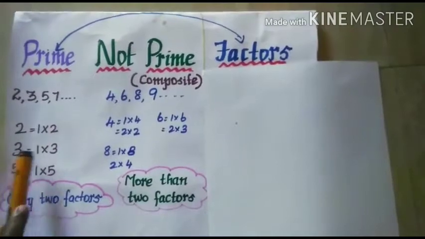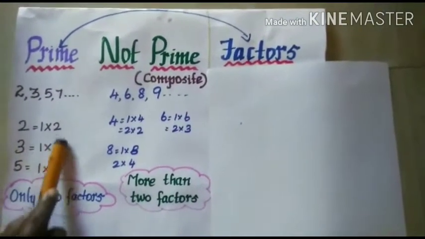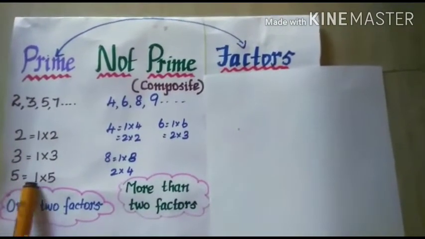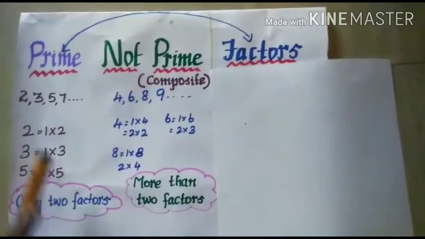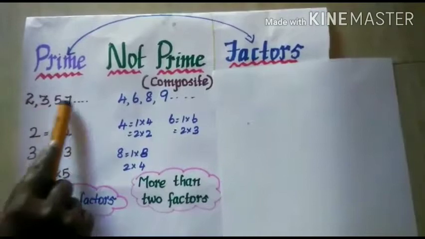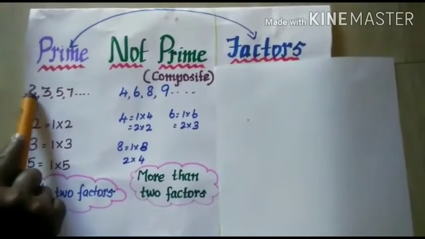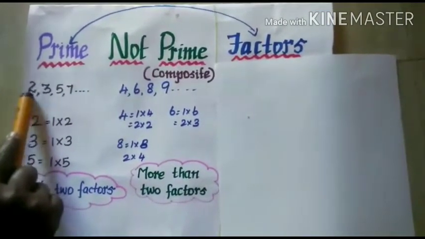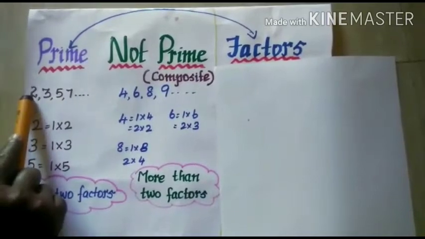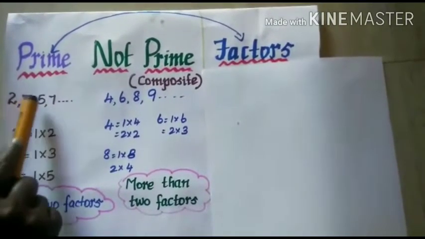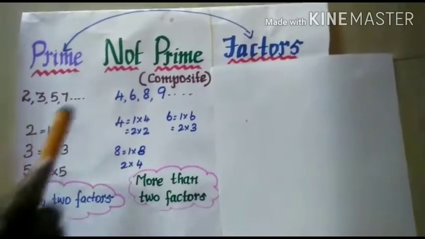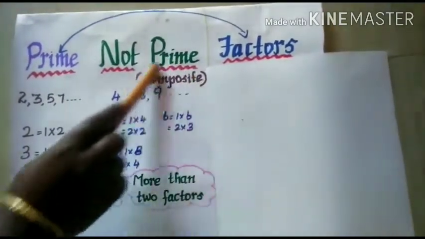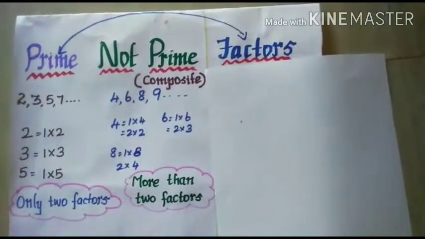And if you take 3, 1 3s are 3. Here also two factors. And 5, 1 5s are 5, two factors. So if a number has only two factors, it is called a prime number. So it will be going on. The smallest prime number is 2 and it is an even number. So starting from 2, it will be going on: 3, 5, 7, etc. It goes on. Suppose if the number is not prime, that number we used to call a composite number.